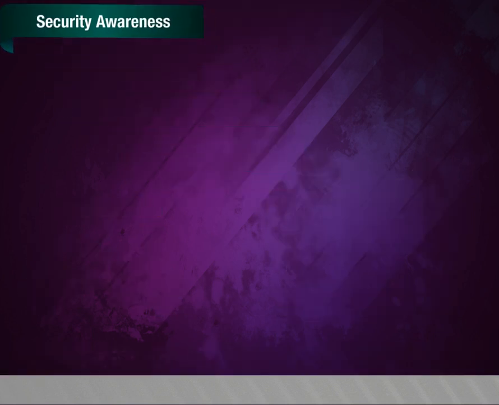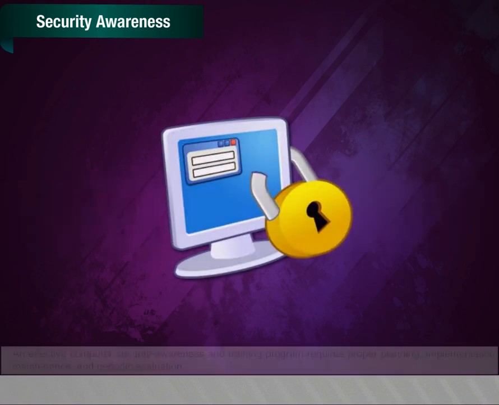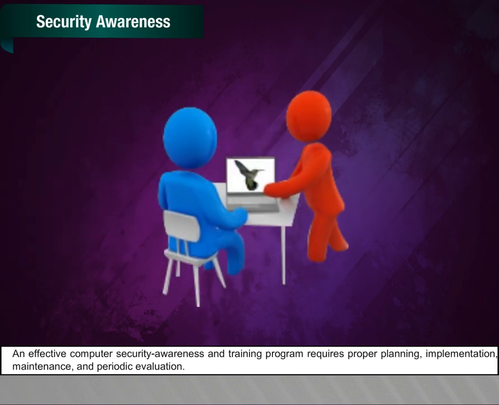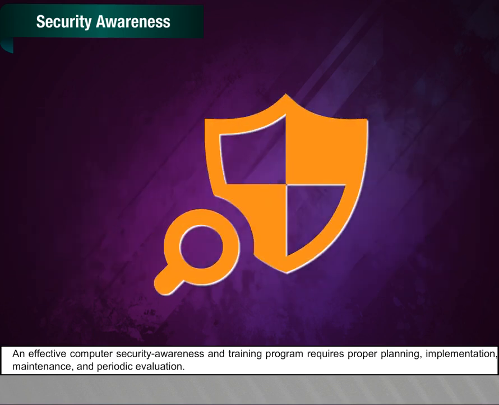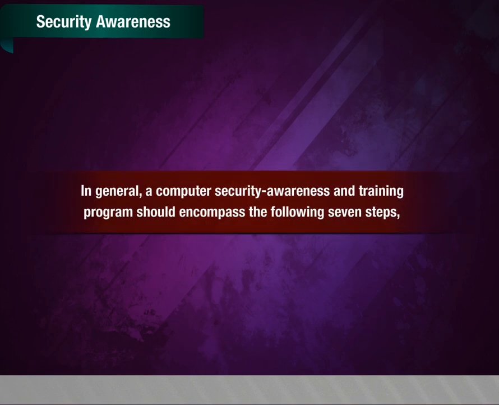Security awareness. Technical, administrative, and physical controls can all be defeated without the participation of the end-user community. An effective computer security awareness and training program requires proper planning, implementation, maintenance, and periodic evaluation. In general, a computer security awareness and training program should encompass the following 7 steps.